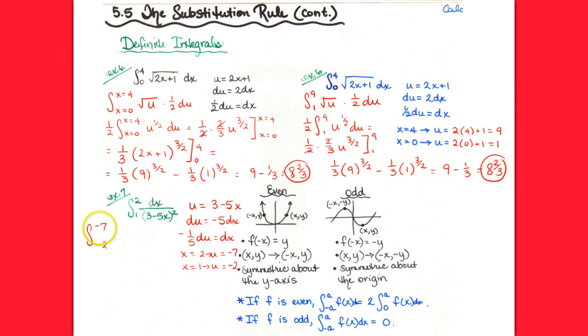So negative 7 came from the upper limit of integration. It came from the 2, so it has to go in the top. Negative 2 came from the lower limit of integration, 1. It has to go in the bottom.